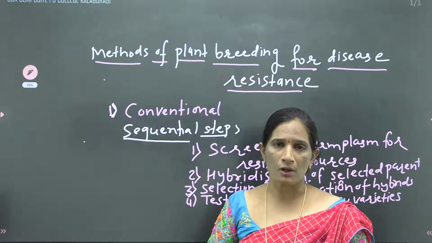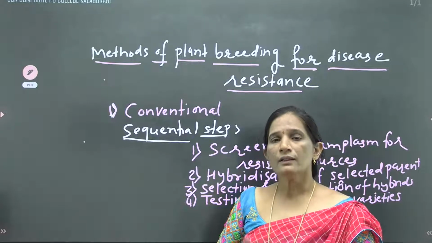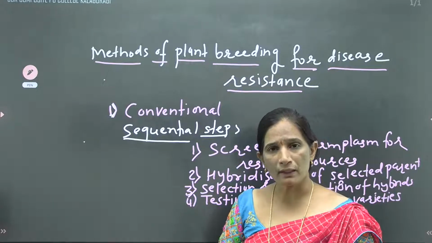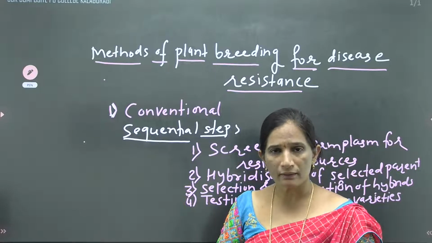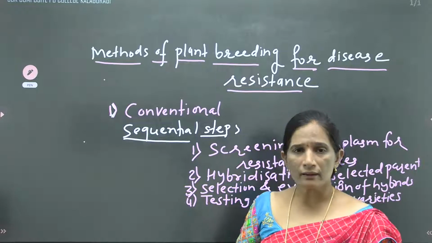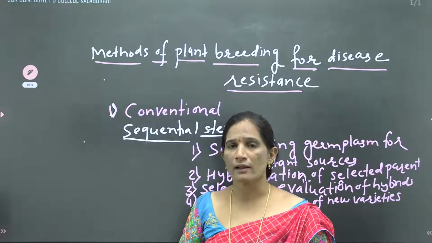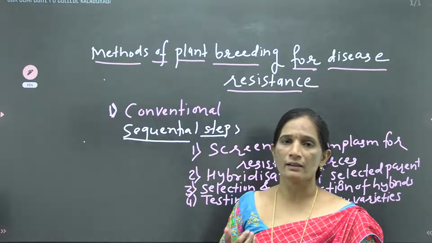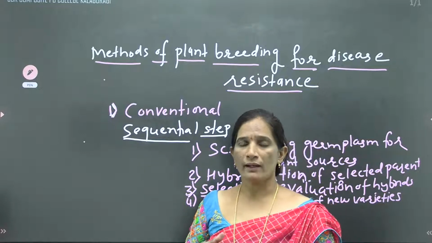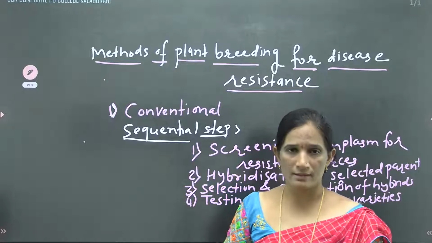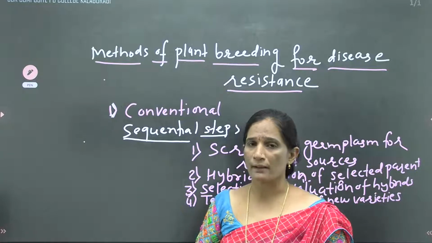You already know this very well, as you studied the main steps of plant breeding. What are the main steps of plant breeding? Collection of variability, selection and evaluation of parent, then cross hybridization among selected parent, then evaluation and testing of superior recombinants, and the last one, testing, release and commercialization of new varieties. Is it clear? So you studied the five main steps of plant breeding.